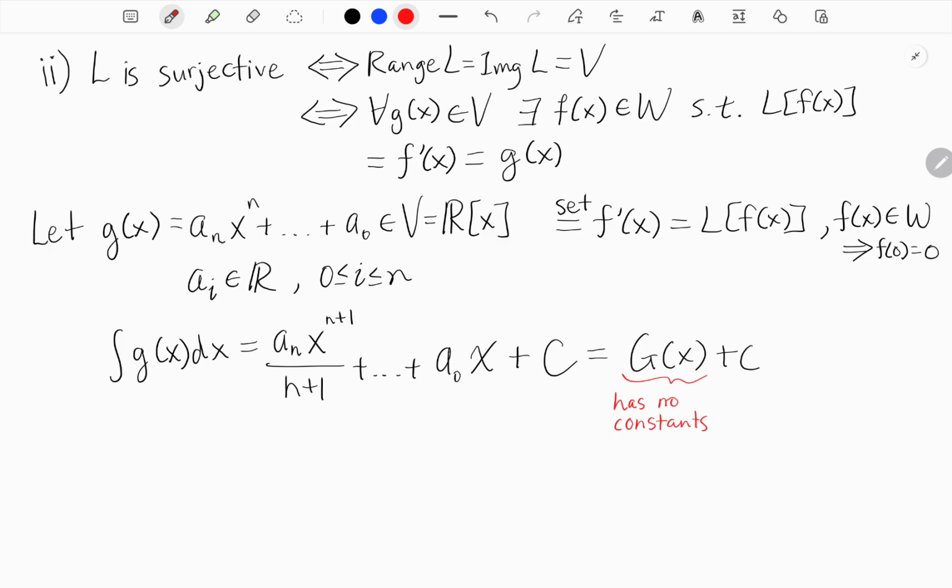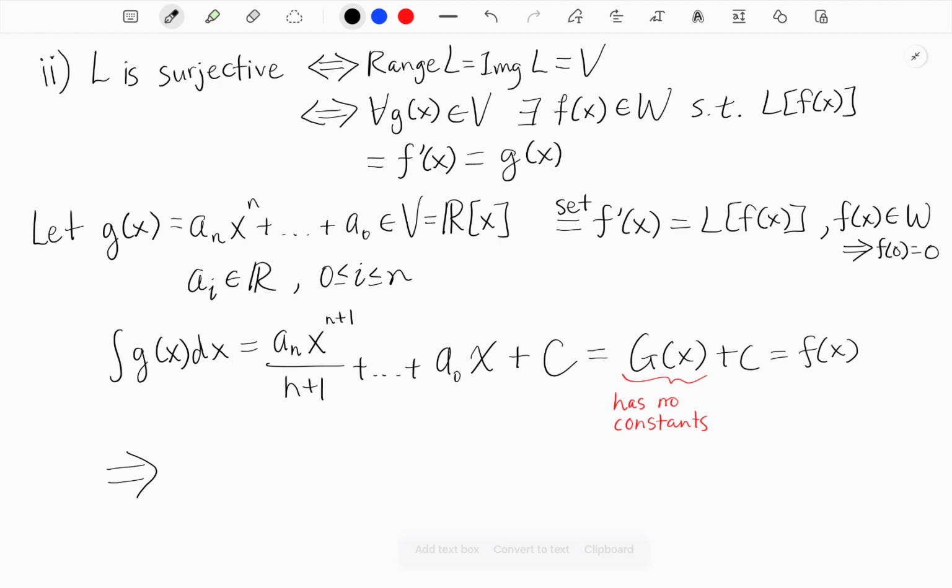It's just a polynomial with no constants. What does this mean? What happens if I call this, let's say, f of x? Because earlier we set this equal to f prime of x. That means the integral of this should give me f of x, okay? But we have a constant of integration, c.